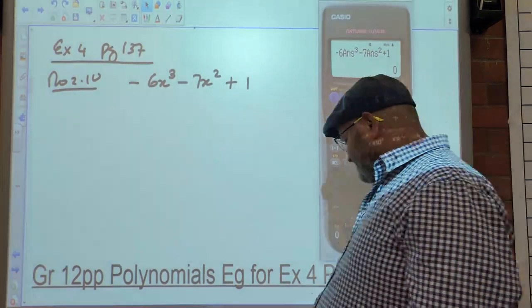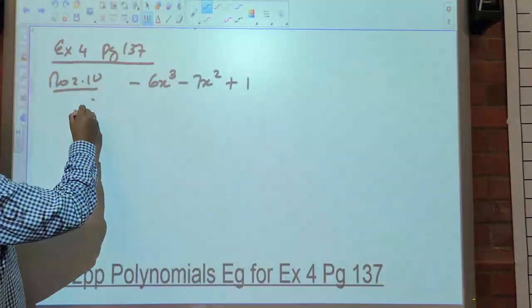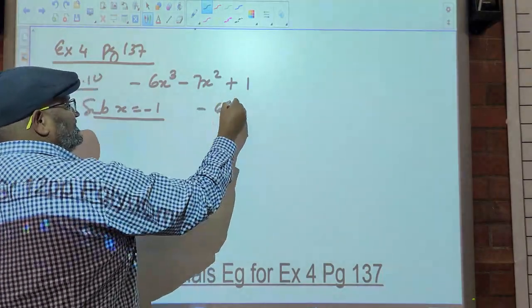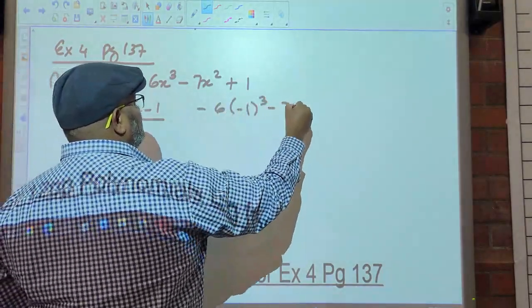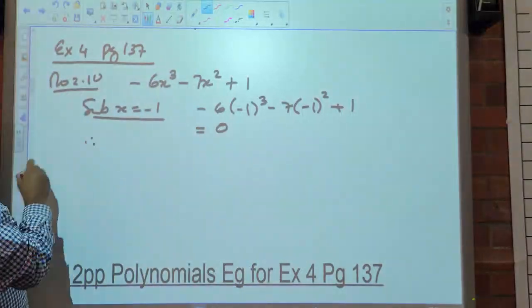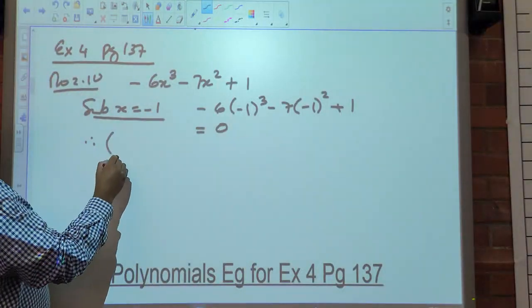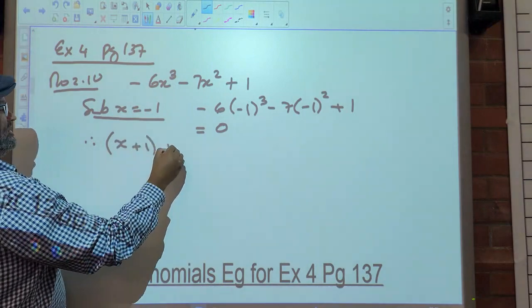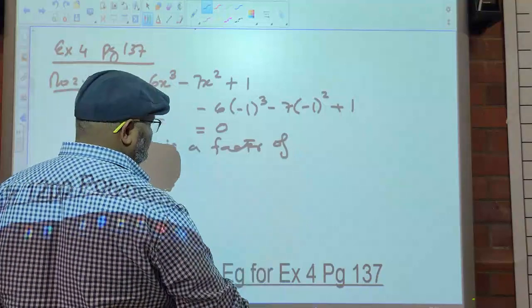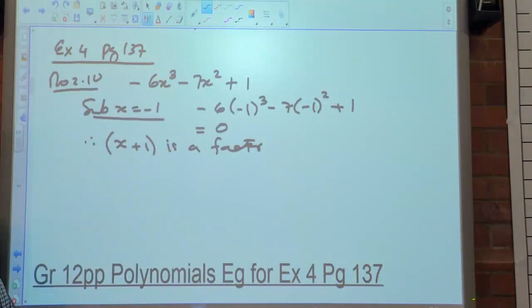So what I write is, I substitute x is equal to negative 1. So it's negative 6 into negative 1 cubed minus 7 into negative 1 squared plus 1 equals 0. So therefore x plus 1 is a factor. So what do we do next? We need to find the quadratic, not so?